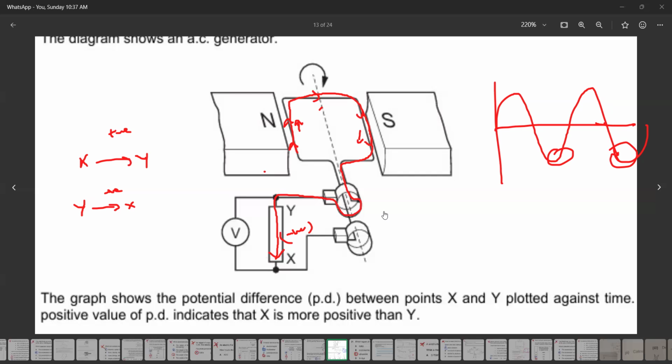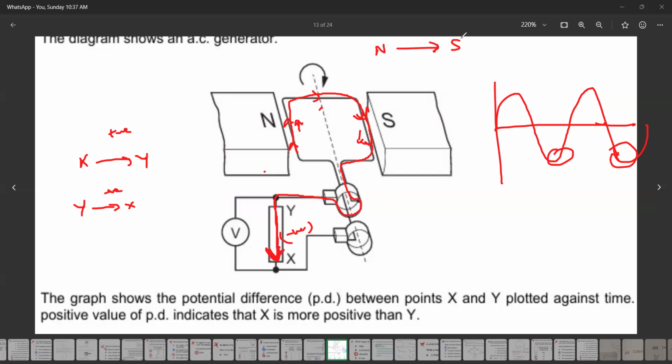How do we know the direction of a magnetic field? As you can see, a magnet is there. So for a magnet, the direction of the magnetic field is from north to south. So your index finger points towards the south, your thumb points downward, and that's how you get the direction of the current. So the direction of the current is actually from Y to X. So it means it is an opposite, negative voltage or a negative current.